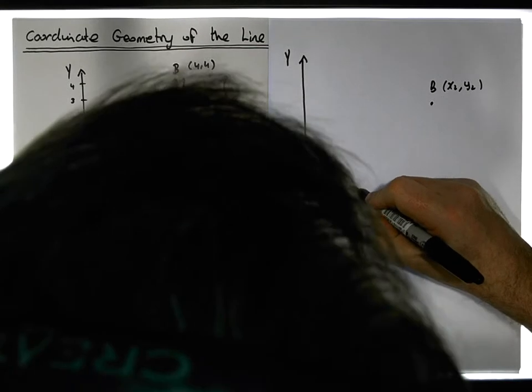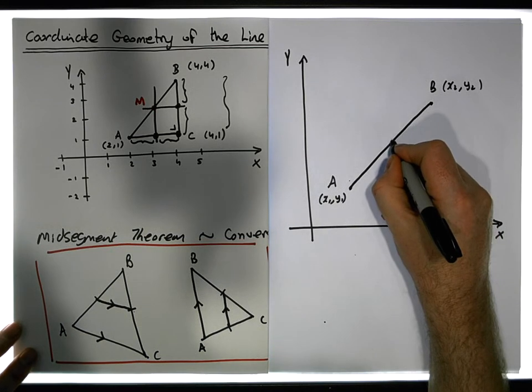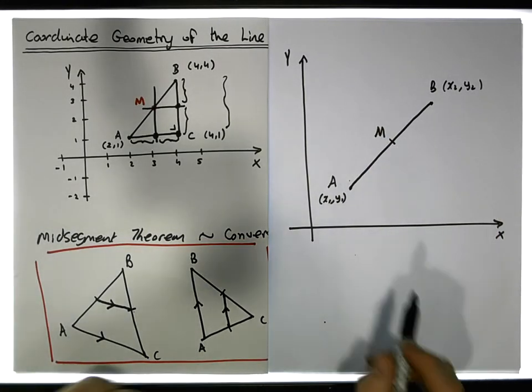So we have the line segment between these 2 points. What we want to find is the coordinates of some midpoint. So we want to find the coordinates of this midpoint M. And to do that, what we do is we produce a triangle.